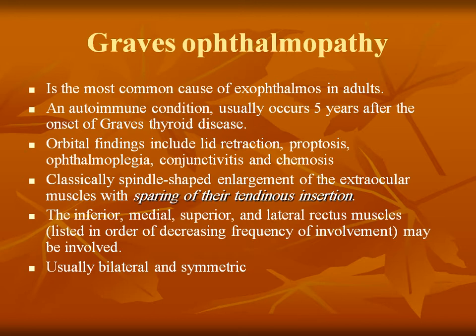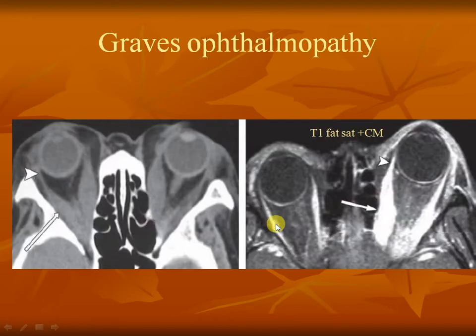The inferior, medial, superior, and lateral rectus muscles may be involved, and in this order: inferior, medial, superior, lateral. Usually there's a mnemonic for that: "I am slow." I, inferior; am, medial; slow, superior and lateral. In this condition, if you see superior rectus involved, it is unlikely to be thyroid ophthalmopathy, because it should start with the inferior rectus. It is usually bilateral and symmetrical.